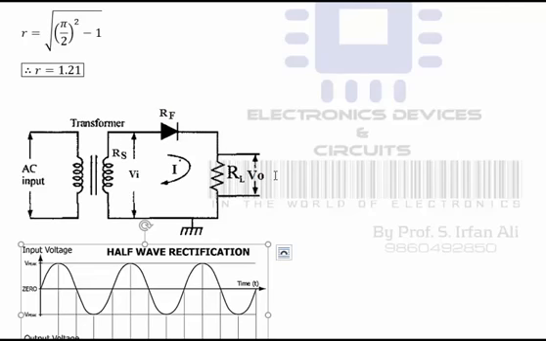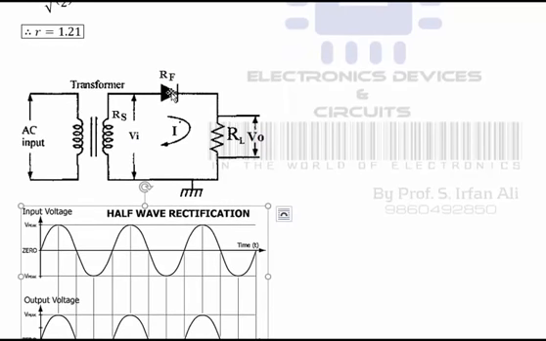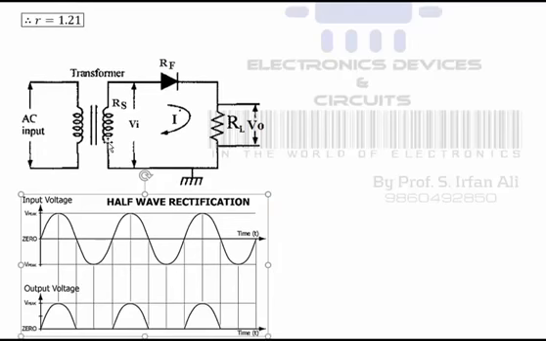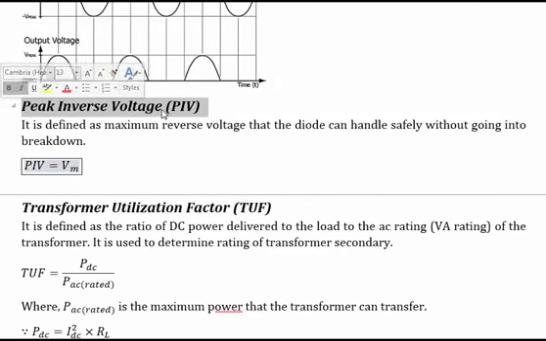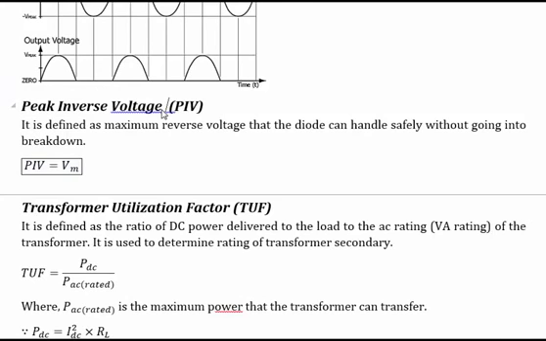Using Ohm's law, V equals IR. If I equals 0, V will also be 0. If the voltage drop is 0, then the complete voltage will drop across RF. So the maximum voltage that is coming across the diode is the voltage at the secondary, and that is VM. So in the case of a half wave rectifier, the peak inverse voltage is actually VM.